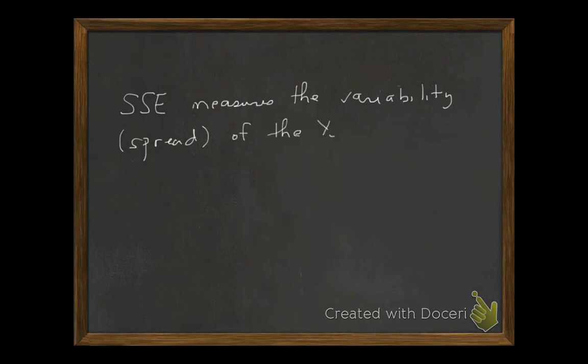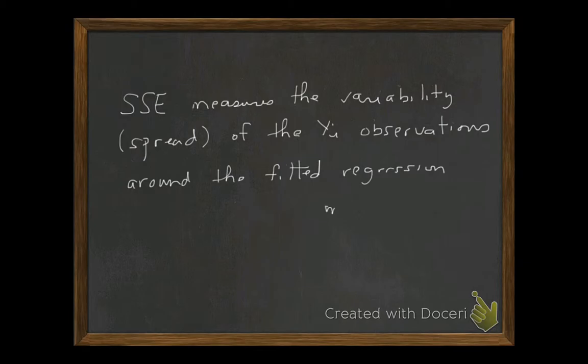So at the end of the day, the sum of squares for the error, or the error sum of squares, measures the variability, which is just kind of thinking about measuring the spread of the y sub i observations around the fitted regression model.